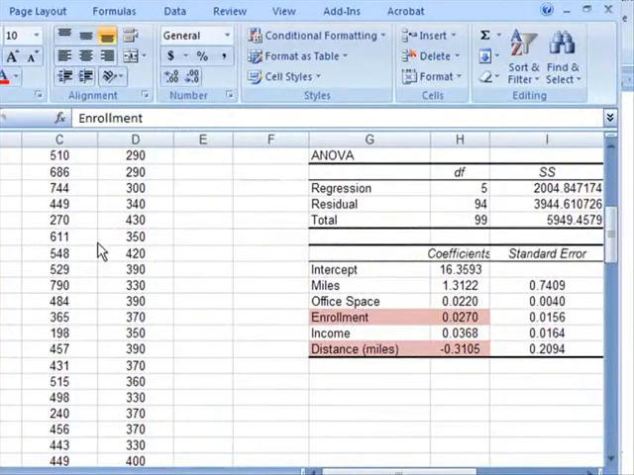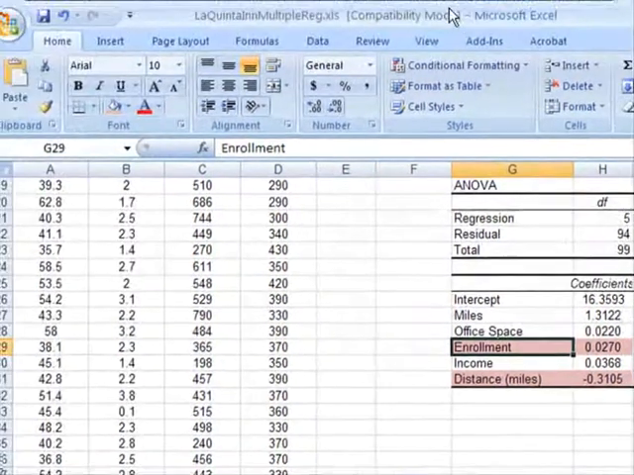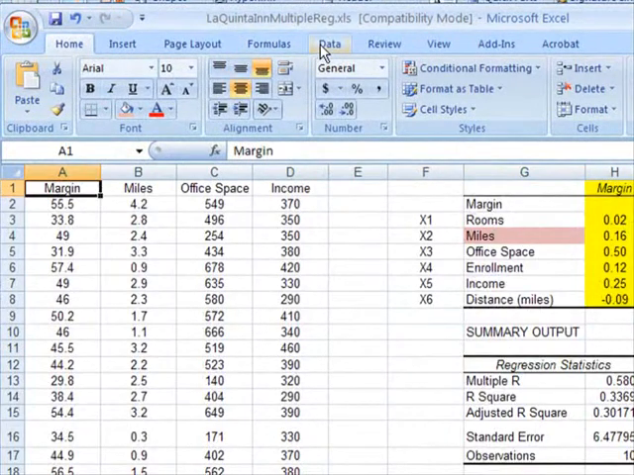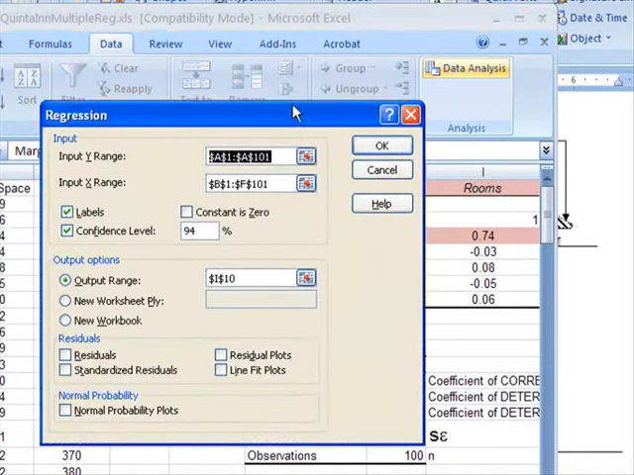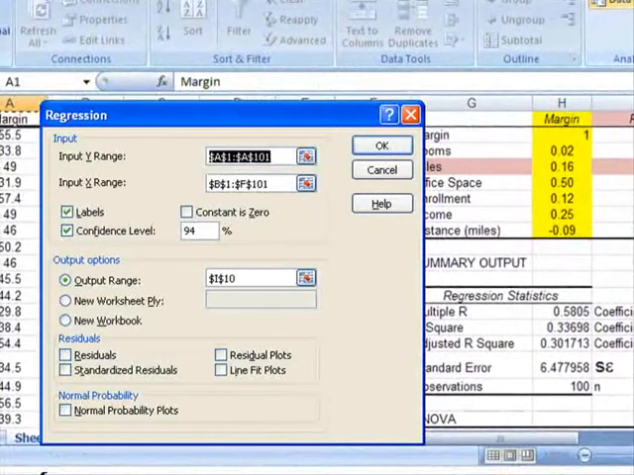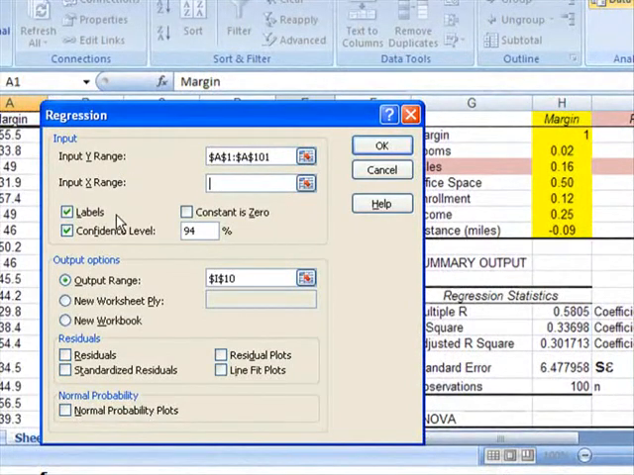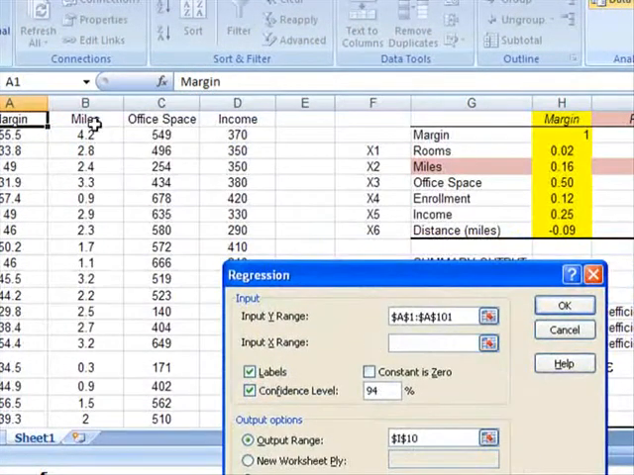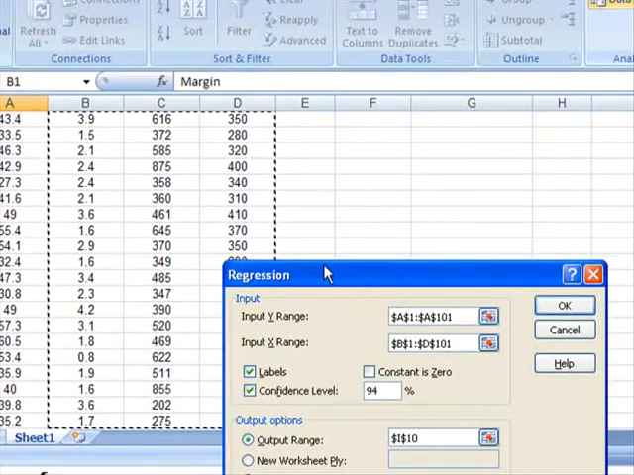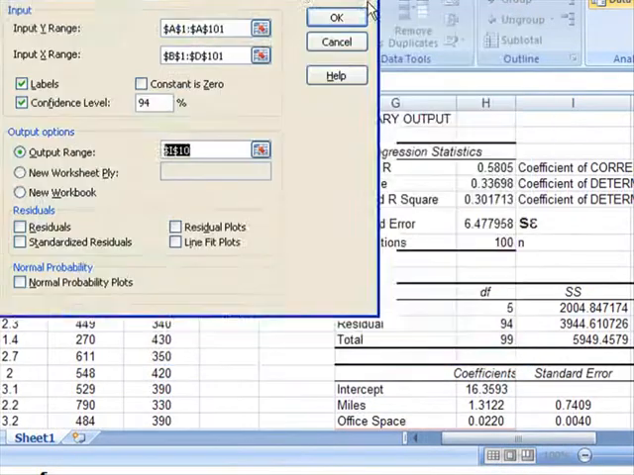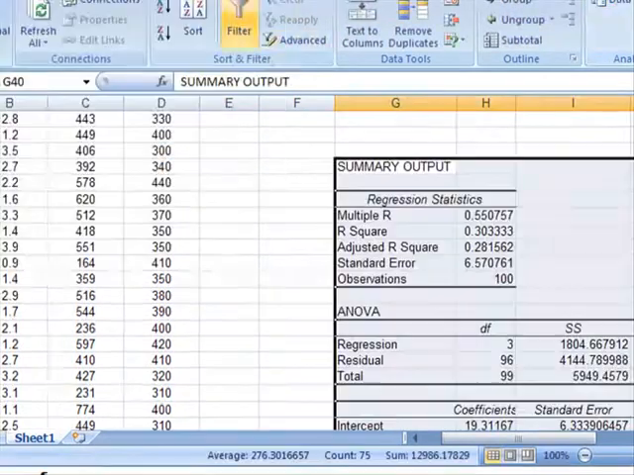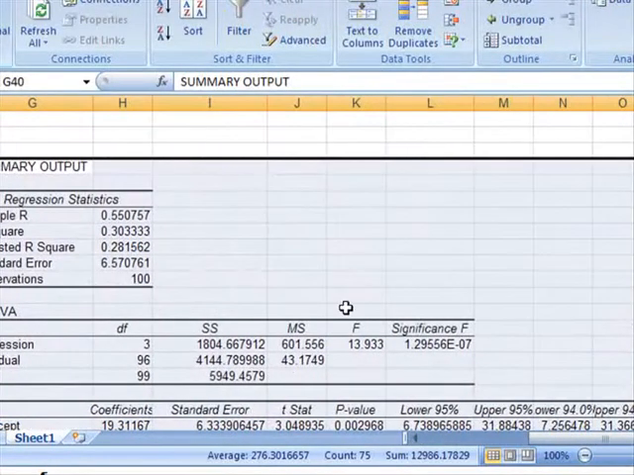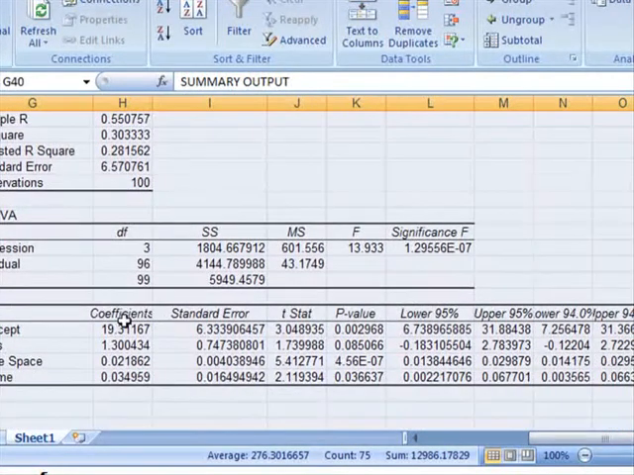So running regression again means that we go to my original data, go back to the top, go into Data, Data Analysis, click on Regression, and the only change is the input X, because now we don't have 5, we have only 3. So we go to miles, Control Shift right and down, and then for my output range, we just keep it below my previous output, and we click OK. We don't have to do any of the previous tasks again.